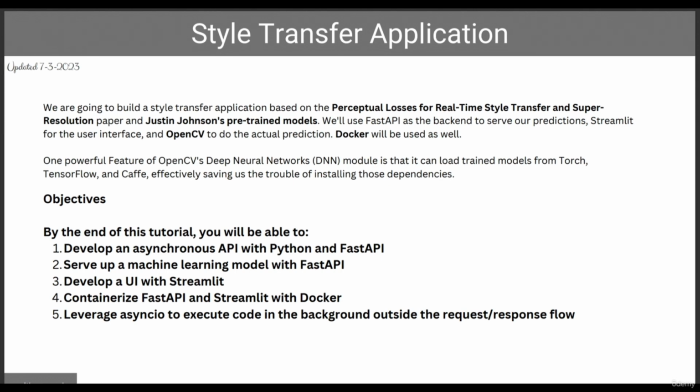One powerful feature of OpenCV's deep neural networks model is that it can load trained models from Torch, TensorFlow, and Caffe, effectively saving us the trouble of installing those dependencies. By the end of this tutorial, you should be able to develop an asynchronous API with Python and FastAPI, serve up a machine learning model with FastAPI, develop a UI with Streamlit, containerize FastAPI and Streamlit with Docker, and leverage asyncio to execute code in the background outside of the request response cycle.